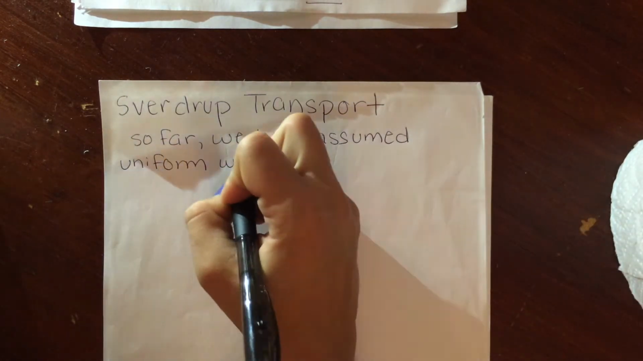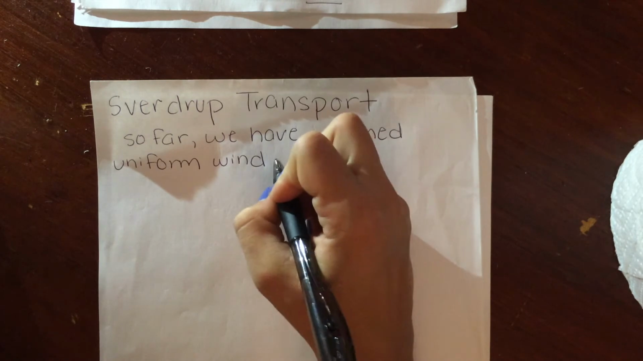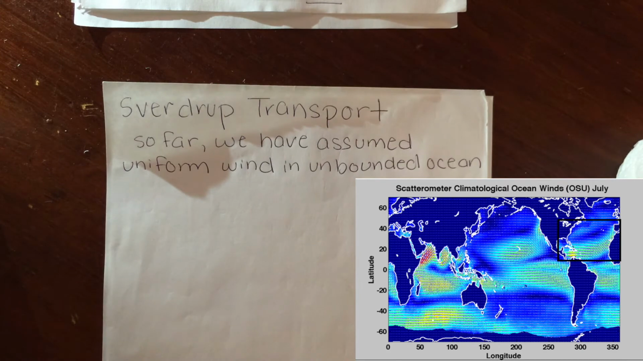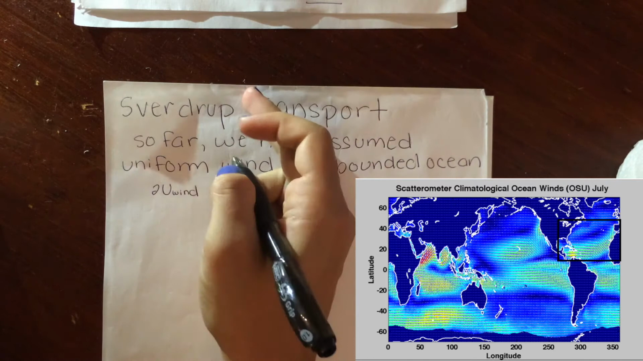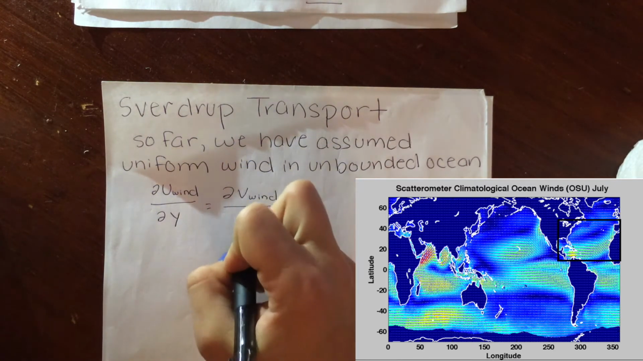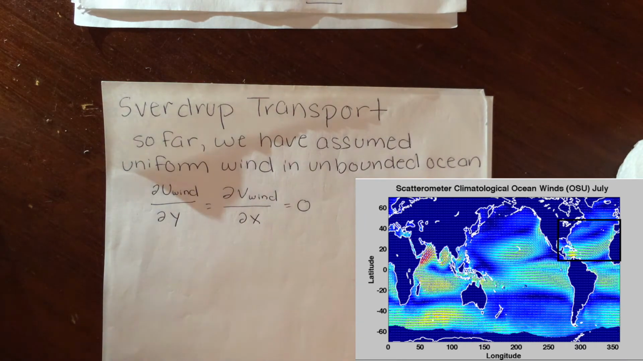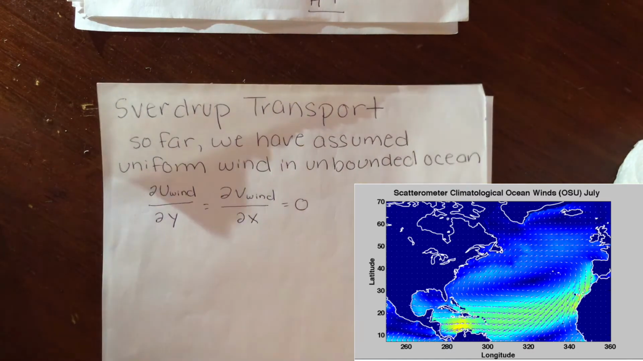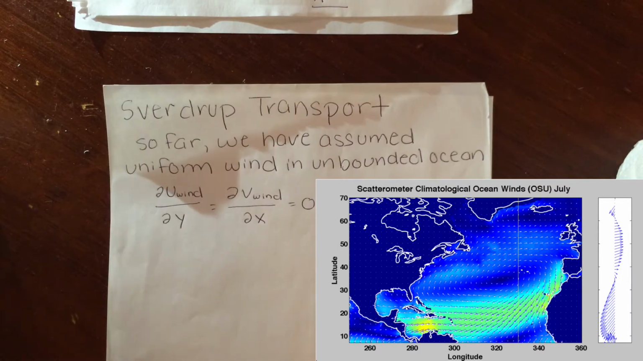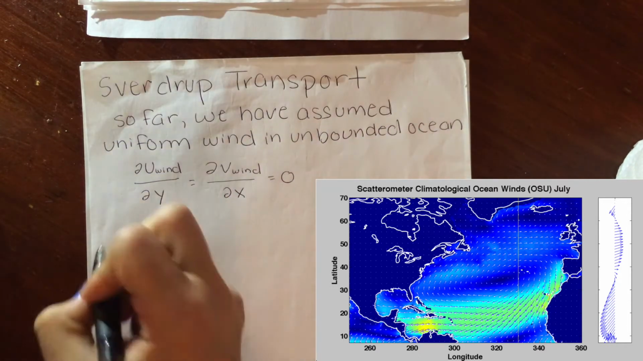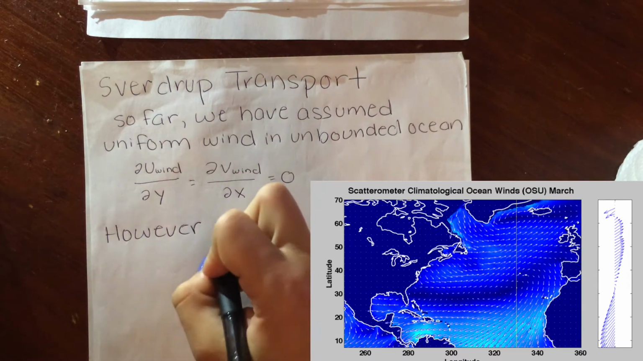Okay, so for some of the concepts we have talked about so far, we have assumed uniform winds in an unbounded ocean. However, we know this is not true. Real winds are not uniform, and oceans are bounded by continents. Here we have a July climatology of winds over the sea surface. Clearly we see that there are places where wind is much stronger than others. Even if we just focus in on the Atlantic, it's clear that winds vary in space, where we see the westerlies blowing from the west, above 40 degrees north, and the trade winds blowing from the east, below 40 degrees north. Clearly, winds also vary in time.